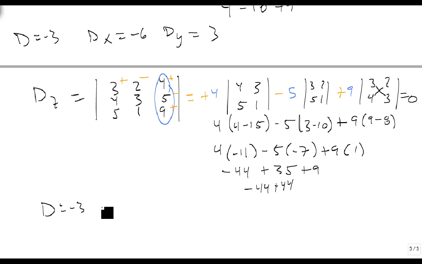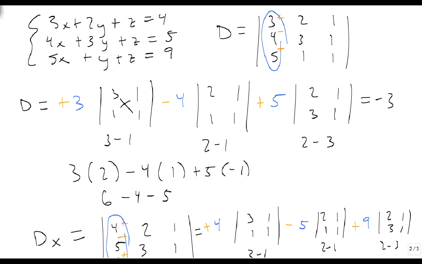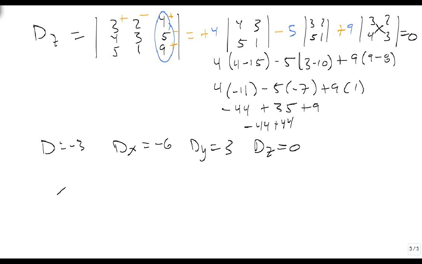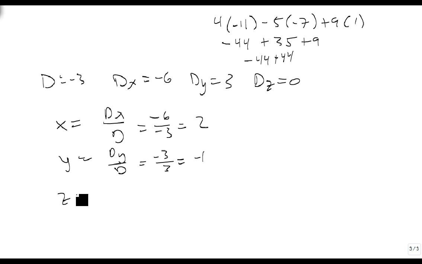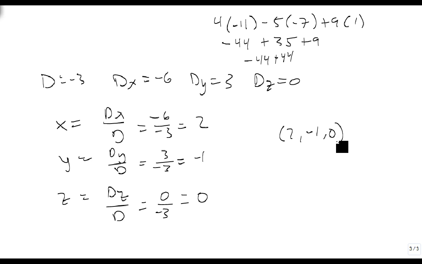So D is minus 3, Dx is minus 6, Dy is positive 3, and Dz was 0. So now we come back down, and all we have to say is that x is Dx over D, or minus 6 over minus 3, which is positive 2. Y is Dy over D, which is 3 divided by minus 3, which is minus 1. And z is Dz over D, which is 0 over minus 3, which is 0. So my solution is the point 2, minus 1, 0.